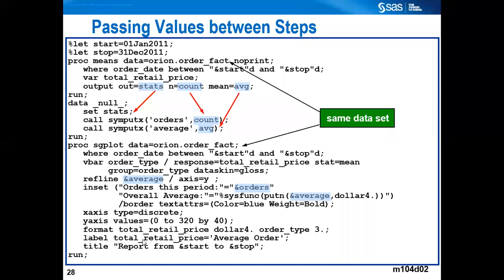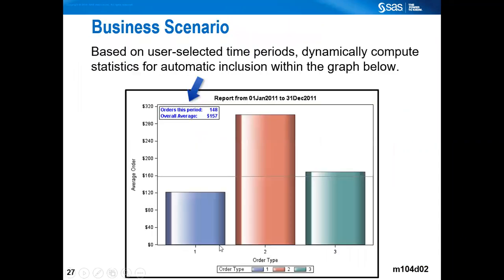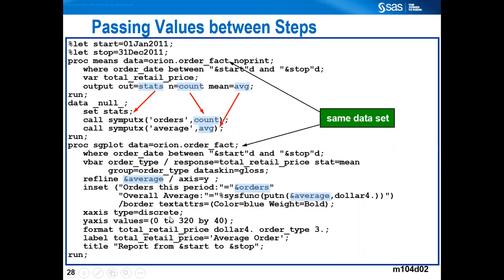So you have a format, you're labeling your total retail price, you're applying a title, and you're telling the x-axis type should be discrete. Discrete means it's not going to be a continuous value. So you're telling it should give the distinct values of order type as 1, 2, and 3, not as continuous values like 1, 1.1, 1.2, 1.3, 1.5 till 2, and so on. So your axis type is discrete.